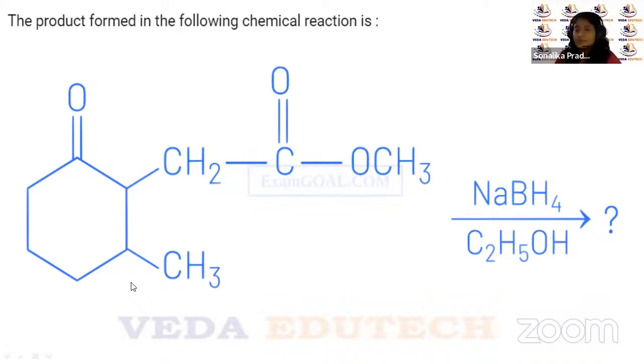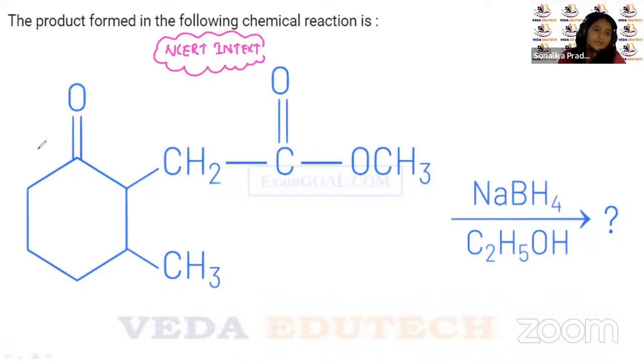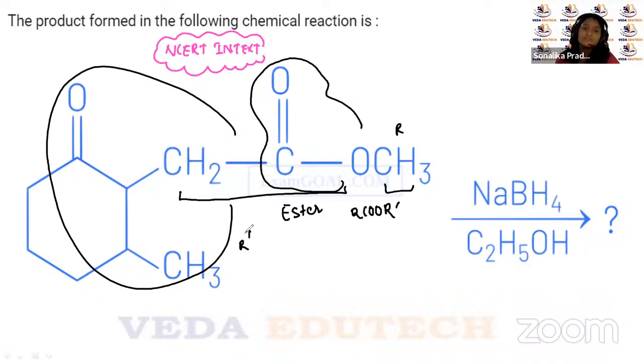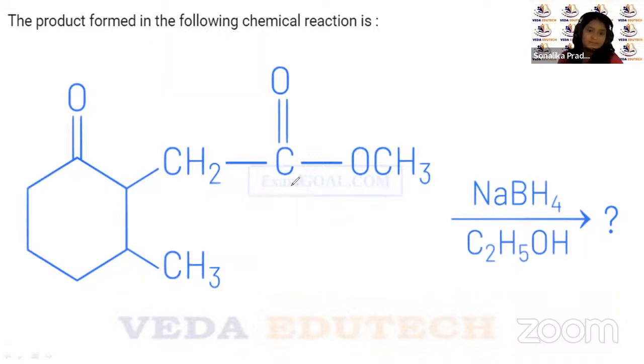Now children, let us see. It's a very important question, and this is also directly from the NCERT in-text questions. So now looking at this, we are having two groups here. Who can identify those groups? This part is your ester. What is the formula of ester? RCOOR'. If this is your R, this is COO, and this whole entire part is your R'. So we are having an ester group here. Is it clear? And this part is your ketone. So we are having two groups here.